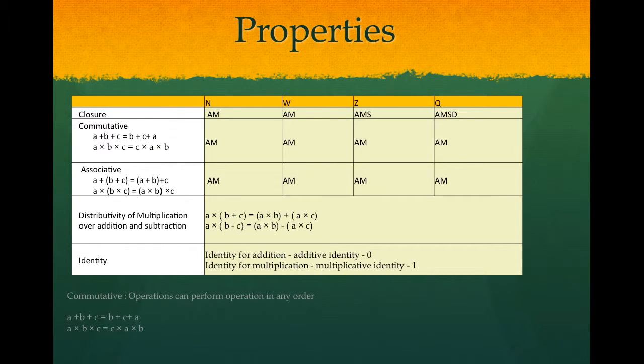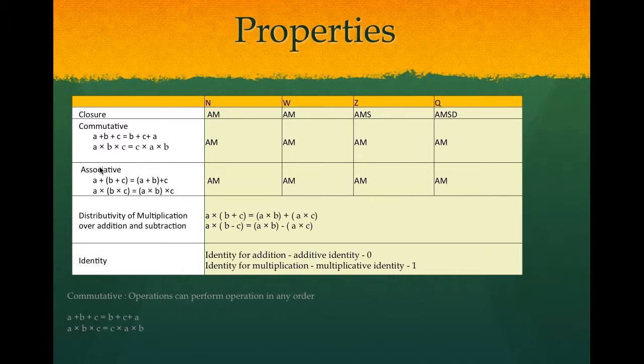The second property, which is the commutative property, means that you can perform operations in any order. For example, when you are adding three numbers A, B, C, you can add them in any order. Or if you are multiplying three numbers, you can multiply them in any order. So we see that natural numbers, whole numbers, integers and rational numbers are commutative only under addition and multiplication, not under subtraction and division. Under subtraction and division, you cannot change the order in which you perform them.